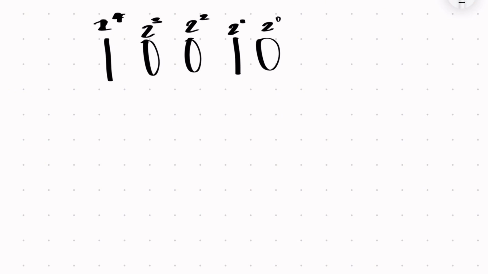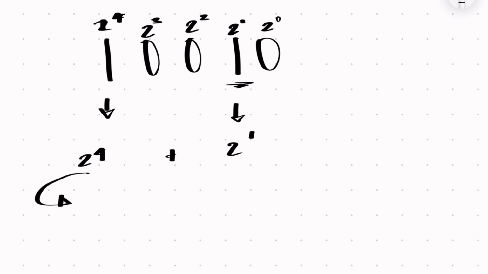We don't need to worry about the zeros, so let's just ignore them. Let's focus on the numbers that contain 1. So it's going to be 1 times 2 to the fourth power, which is equal to 2 to the fourth power. Then 1 times 2 to the first power is equivalent to 2 to the first power. The zeros must be ignored because any 0 multiplied into a value is equivalent to 0.